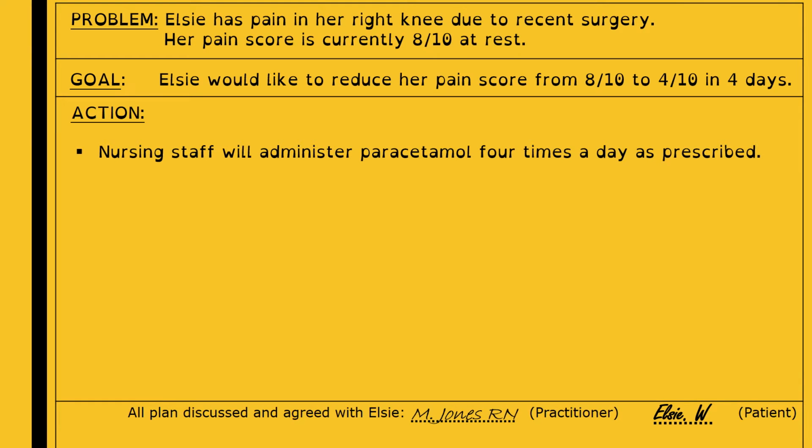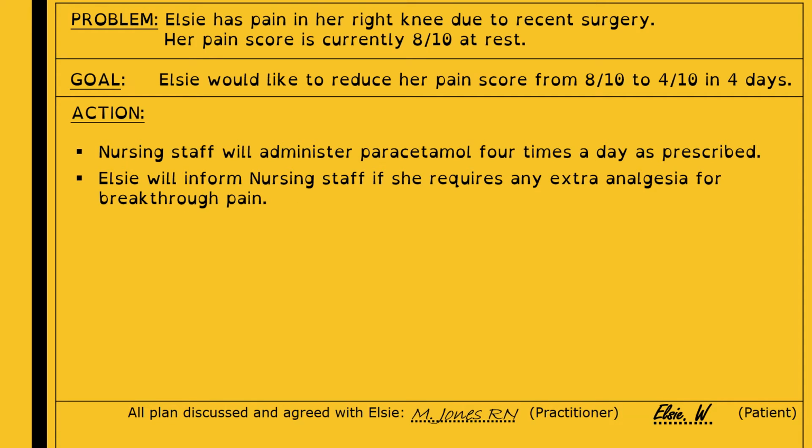So actions. Nursing staff will administer paracetamol 4 times a day as prescribed. So I haven't just put medication to be administered as prescribed, I've been more specific. But it's no harm if you do refer to it as medication. Note also that I have identified the role. Nursing staff will do this.